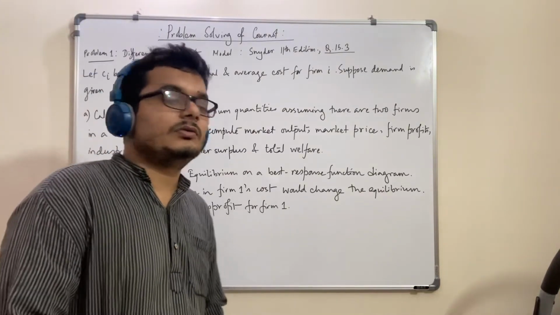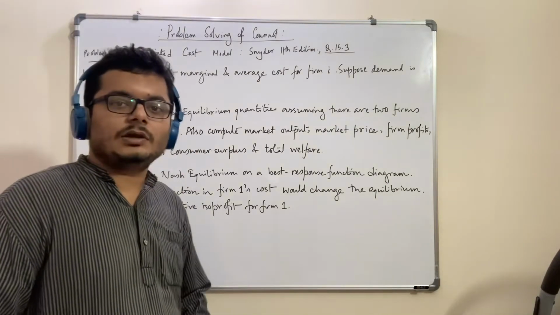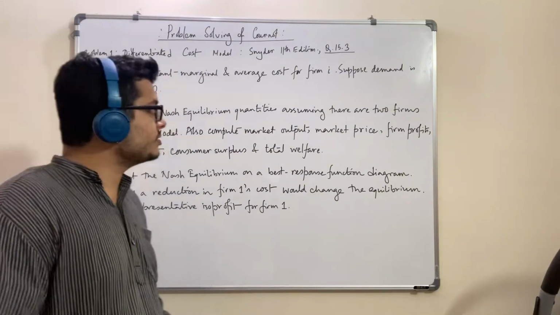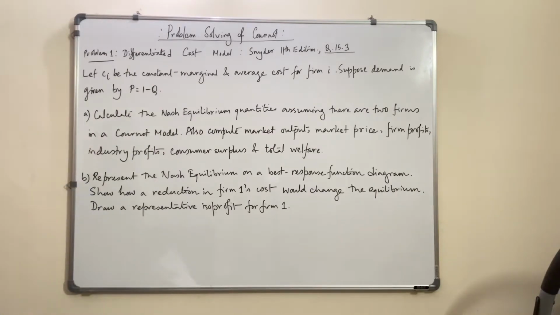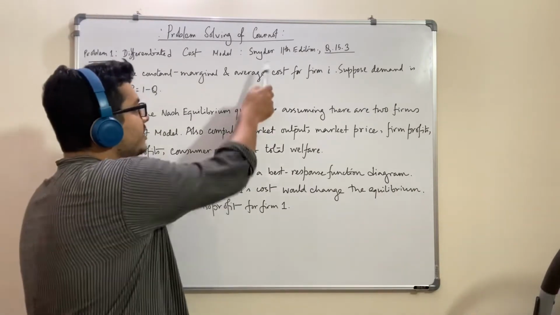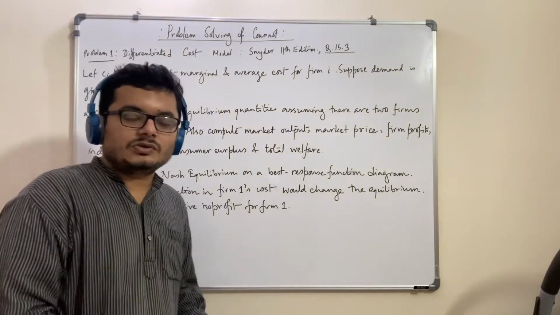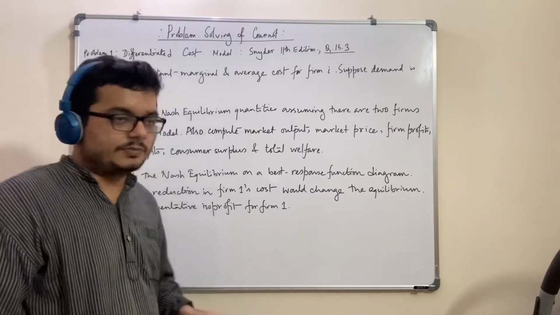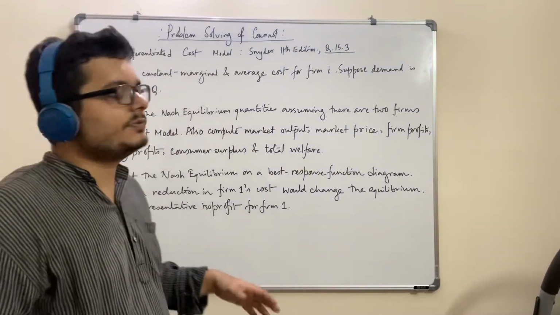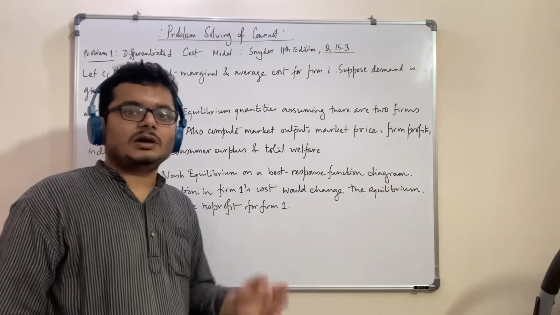Today we have a problem solving class based on Cournot. So I have chosen 3 books. The first one is Snyder 11th edition, then Perloff, and then Pindyck. So we are going to solve one problem from each of these 3 books, 3 problems which belong to 3 different standards and 3 different aspects of the Cournot model.